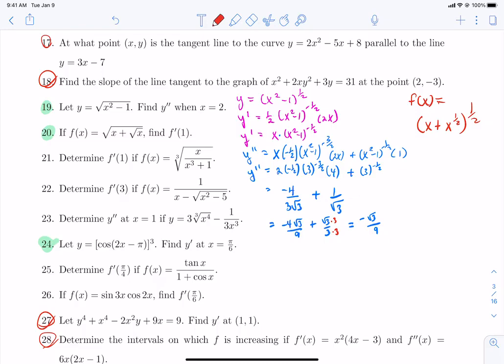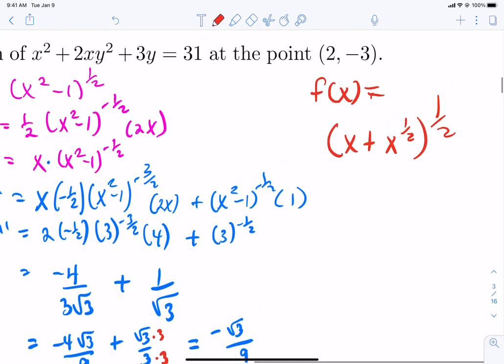Now let's take a look at 20. So the first thing on the far right side of your screen in red, you'll see that I first would do a rewrite on that problem. And so let's rewrite it like this, and then let's do the derivative. Now remember, the derivative is going to cause a chain rule because we have that stuff stuck inside of the 1/2 power, which was originally a square root.